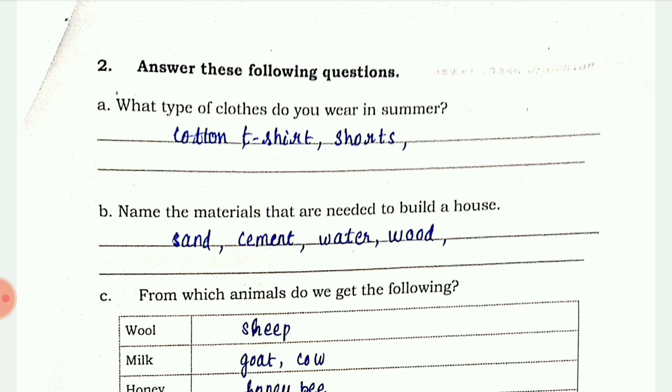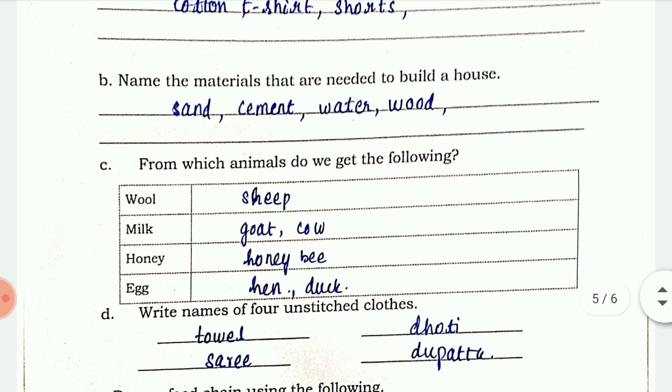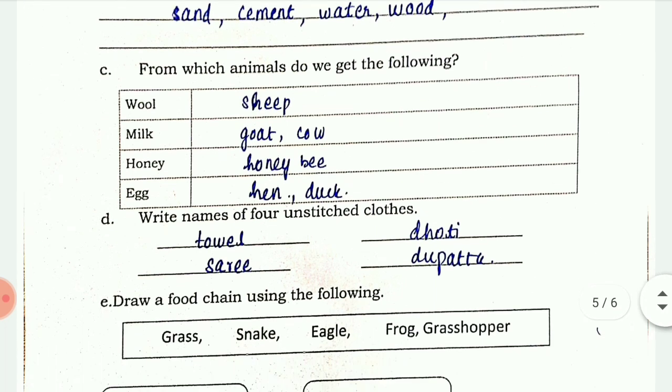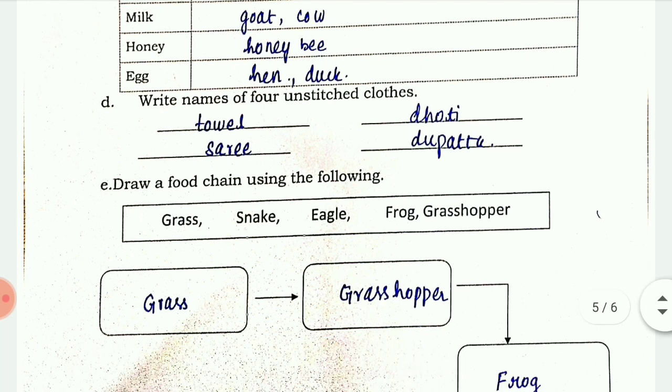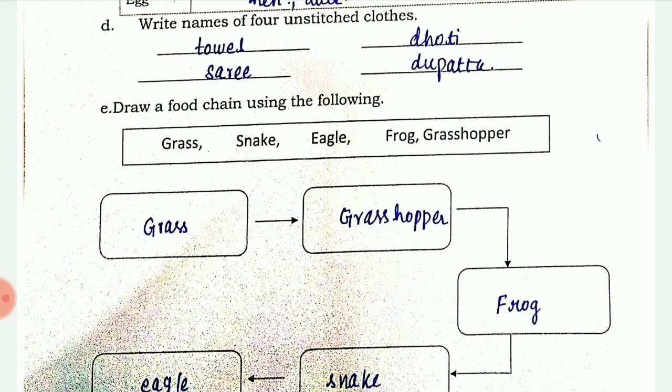Name the materials that are needed to build a house. Sand, cement, water, wood. From which animals do we get the following? Wool from sheep, milk we get from goat, cow, honey from honeybee, egg we get from duck, hen. Write the names of four unstitched clothes. Towel, dhoti, sari, dupatta.